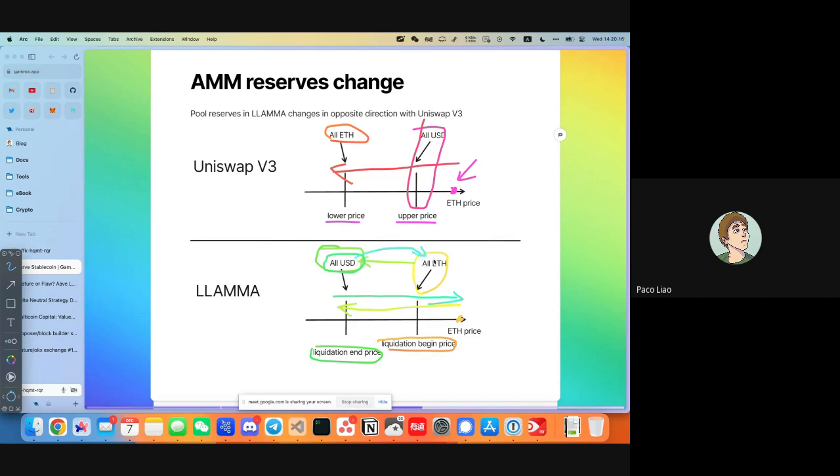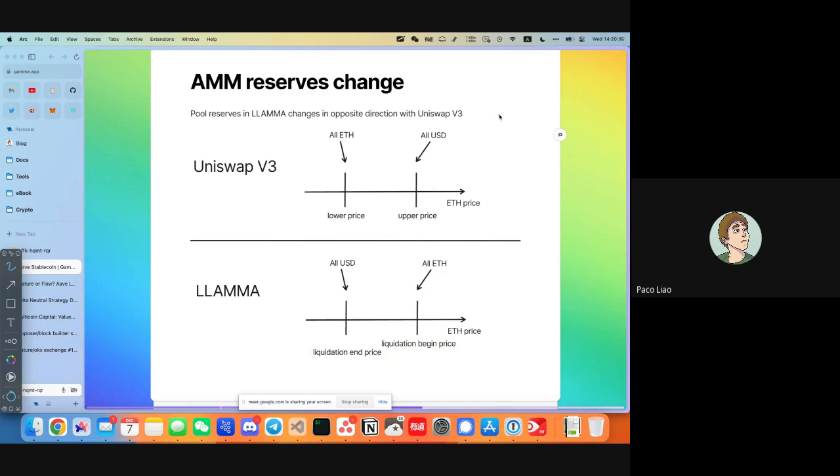So you still have your collateral, but you may not have the same amount as you deposited. It may be less, but you still have some of the collateral. So the loss, I think, is less than in a lending protocol or other stablecoin protocols. So this is the major difference between Uniswap v3 and Llama.